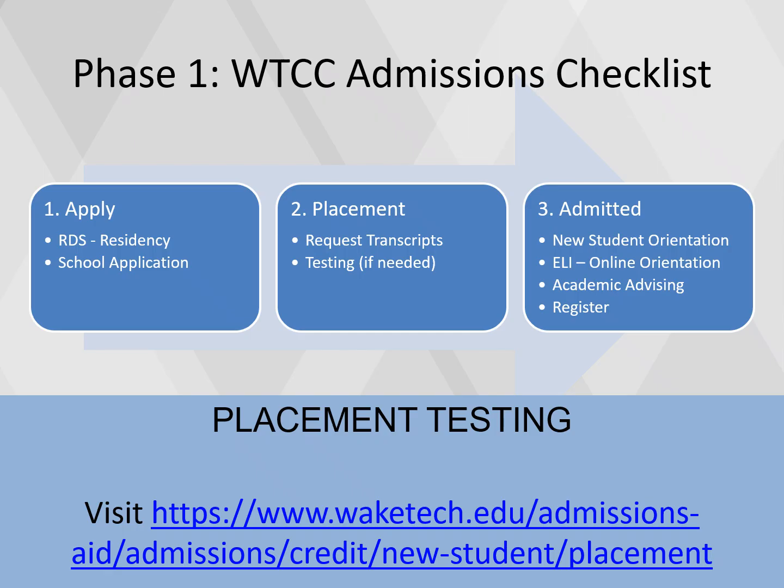Applicants will then need to submit official transcripts from high school and college if you attended previous colleges. After the first 5 steps are complete, this includes your transcripts, placement testing if suggested or needed, new student orientation, e-learning orientation if you plan to take online courses, and then you would be recommended to meet with an academic advisor to create an academic plan.